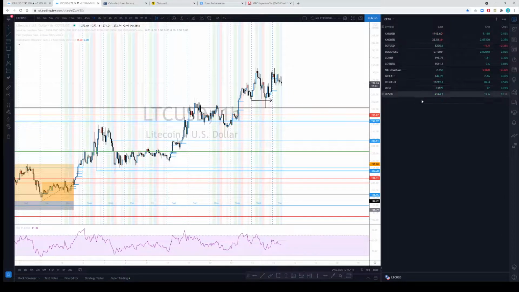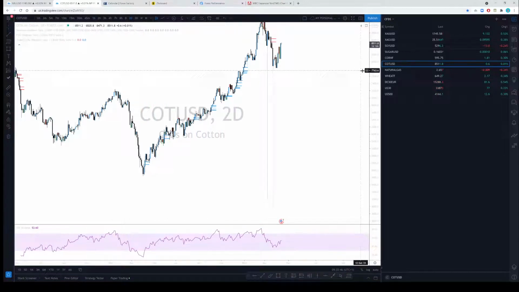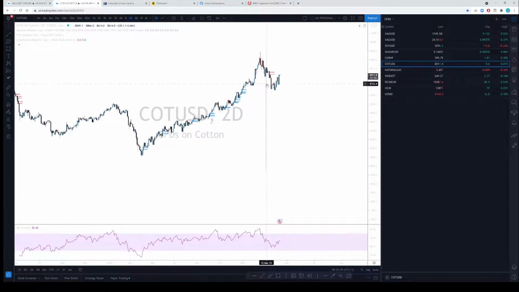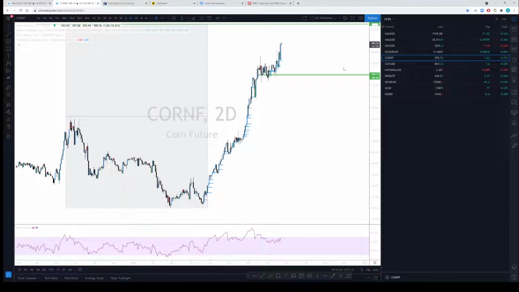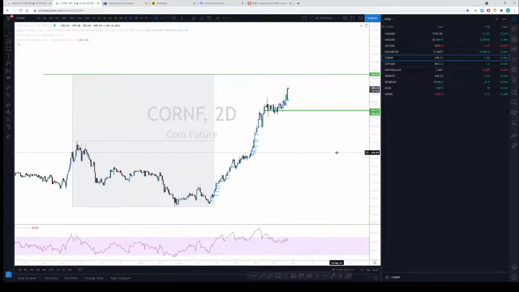Let's have a look at some CFDs. That's not possible. What's this? Cotton? Yeah, that's not possible. Corn.